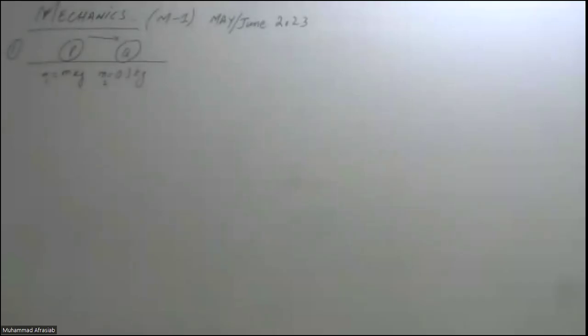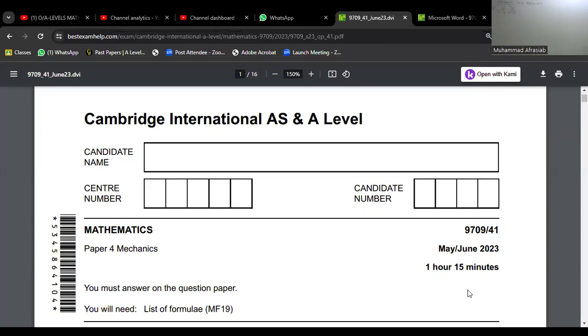We are now starting paper 1, paper 4 of Mechanics, 2023 is the year. It is out of 75, 50 marks. Timing for that paper is 1 hour 15 minutes and total marks for this paper is 50.